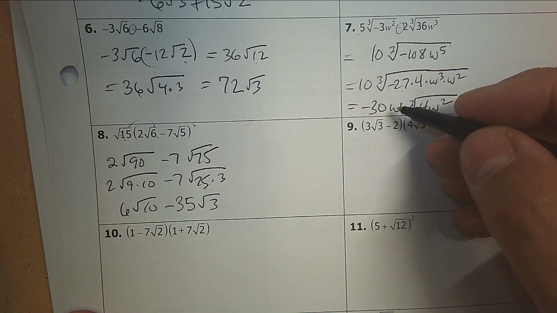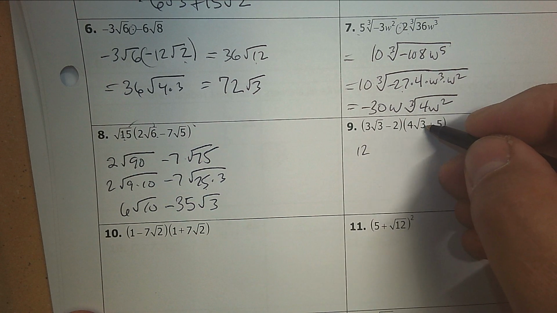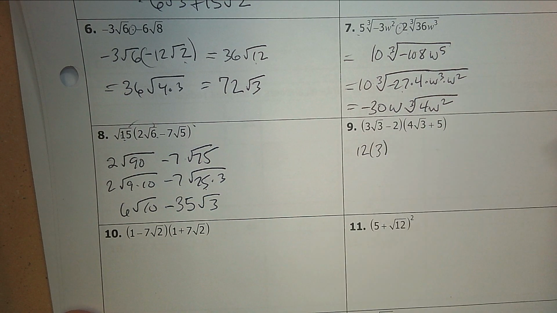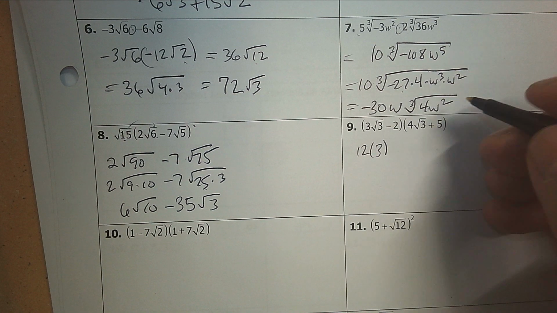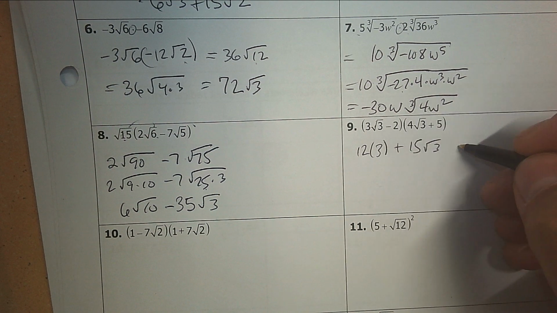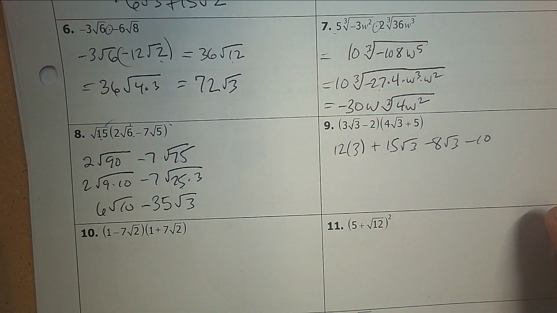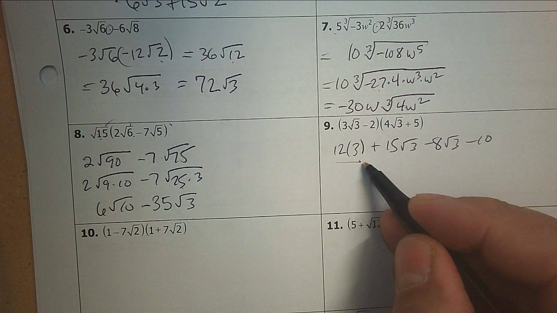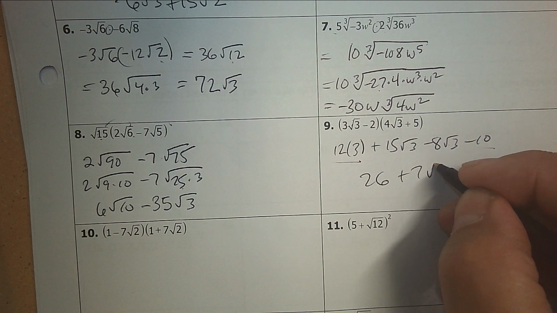So we're going to go first times first, so that's 12. And root 3 times root 3 is just 3, so it's 12 times 3. First times outer, that's 5 times 3 is 15 root 3. Inner is negative 8 root 3, and then last times last is negative 10. So 36 take away 10 is 26, and 15 take away 8 is 7. And you have your answer.